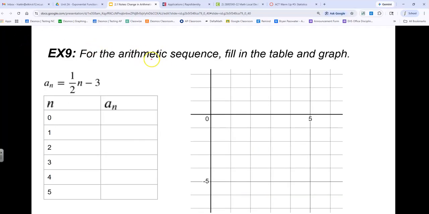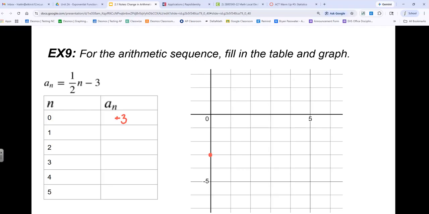So, if I have an arithmetic sequence such as a sub n equals 1/2 n minus 3, this function is defined explicitly because it just has an n, right? So it's not a recursive formula where we've got like the a sub n minus 1. It's defined explicitly. This acts just like the line y equals 1/2 x minus 3. The only difference is that we can only plug in whole numbers. So like if I plug in 0, I will get -3. So I'll have the point at 0, -3.